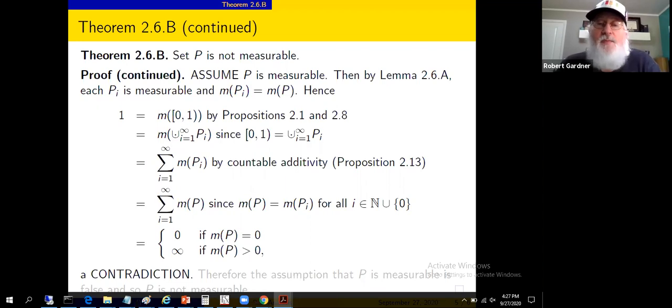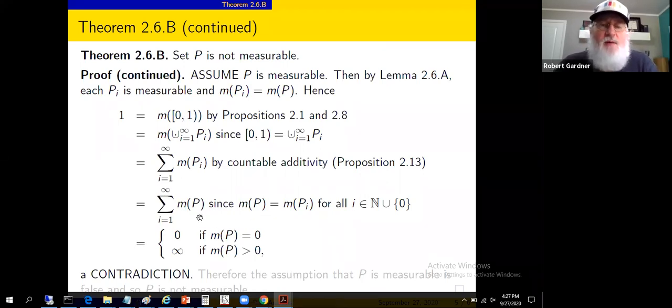We don't. So we'll get the sum from i equals 1 to infinity of the measures of the p sub i's. But all the p sub i's had the same measure. They were the measure of set p. So we get the sum from 1 to infinity of the measure of set p. What's the measure of set p? If it's 0, then we've got a series that is 0 plus 0 plus 0 that sums to 0. If it's positive, then we've got the same little positive number repeated infinitely many times in a series, and that diverges to infinity. Same size, countable number, causing a problem.